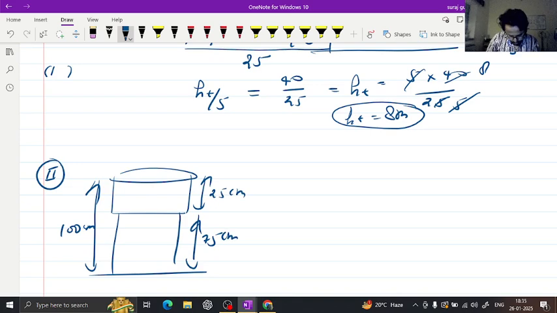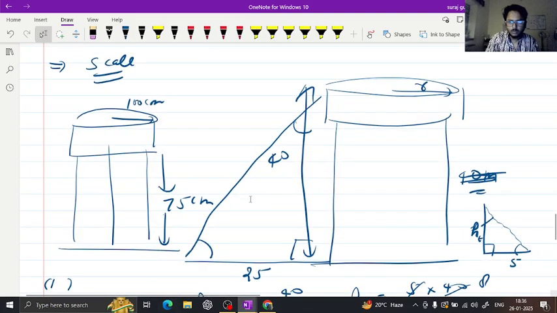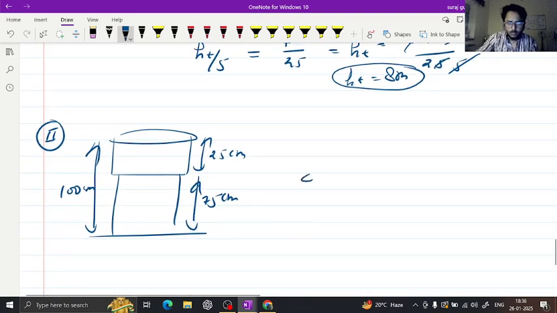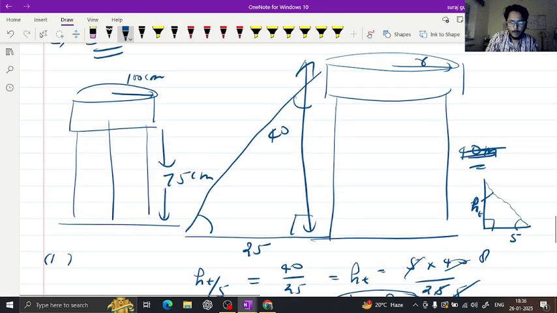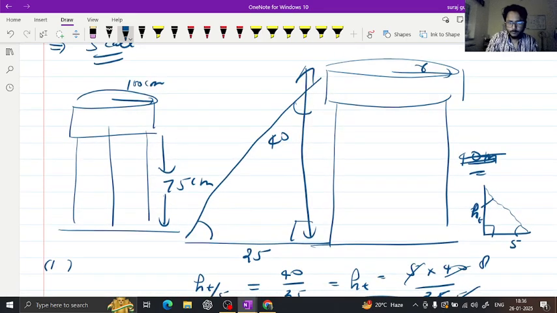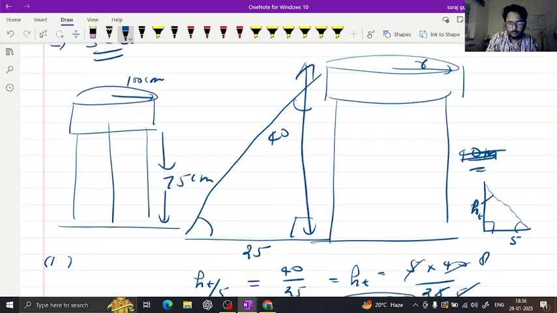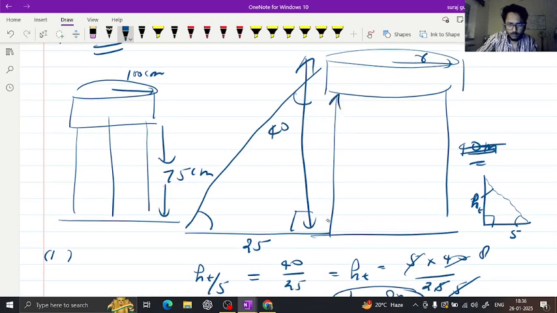Okay. What is the height of the pillar in the actual water tower? So in the actual water tank, the total height is 40. Total height is 40 meter, and here it is 100 centimeter. Okay, and the actual height of the pillar, HP, is to be found out.